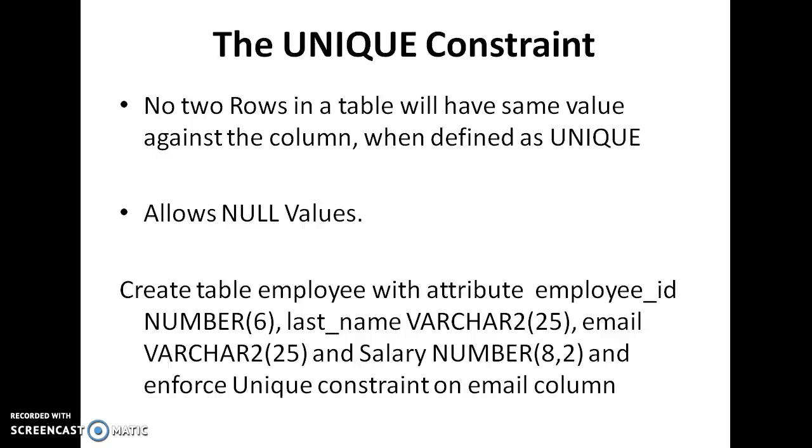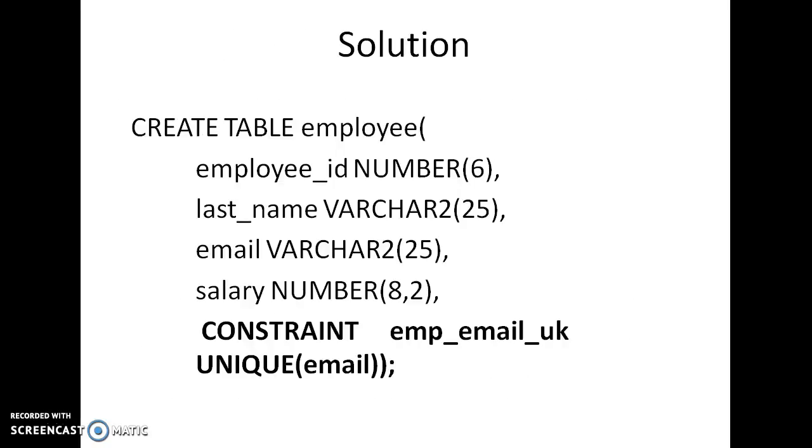Then an example: create a table employee with attributes employee ID, last name, email and salary, and enforce a unique constraint on the email column, because no two people can have the same email ID. Here the solution is: create table employee with employee ID, last name, email, salary, constraint, then the name of the constraint, emp_email_uk, and then the type of constraint, unique, on the column email. On the email column you are creating a unique constraint such that no two rows will have the same value for this email column.